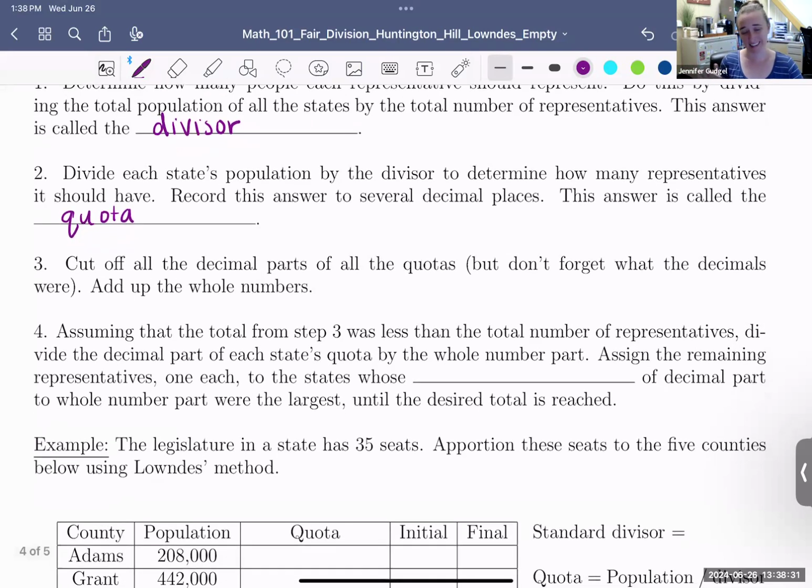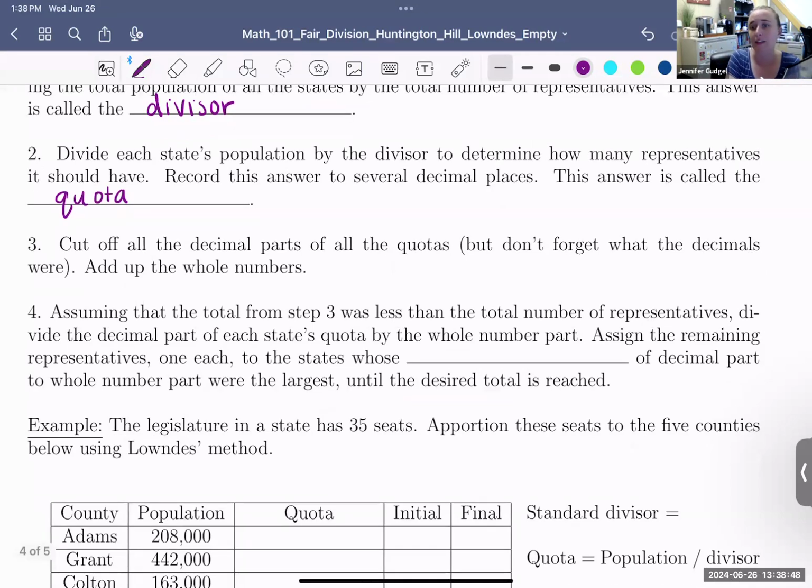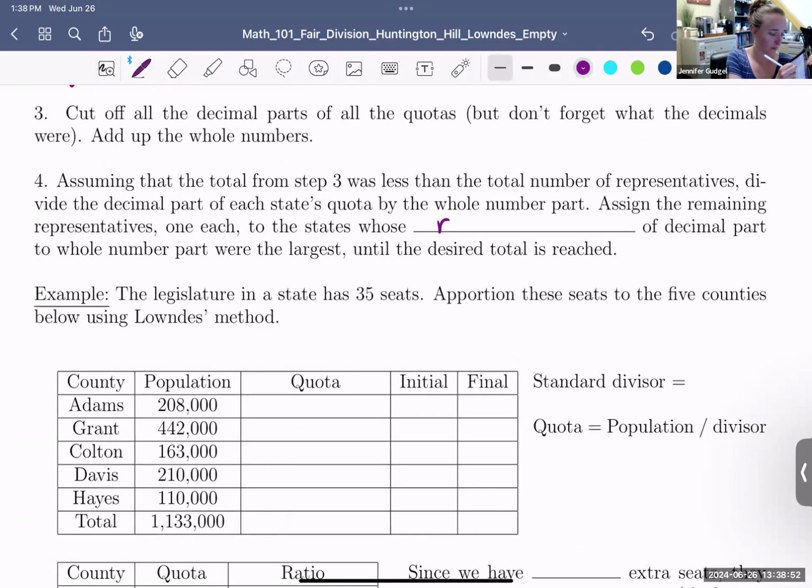we divide. It's kind of a weird thing. We take the decimal portion of that quota number and we divide by the whole number portion. We take that decimal portion and divide by the whole number portion. This is called their ratio. A ratio is a division. So whoever's ratio is the largest gets the extra people.